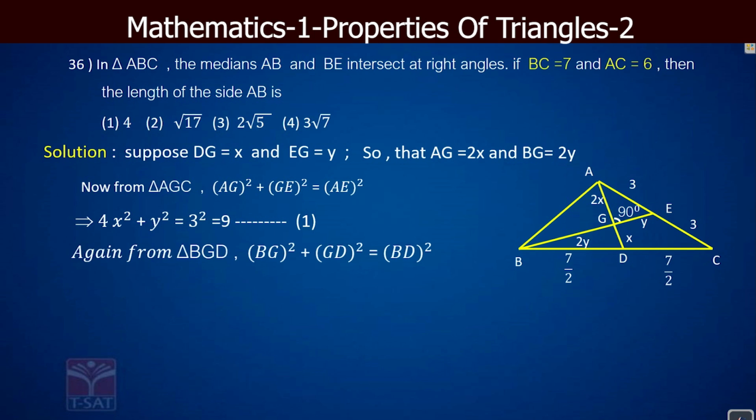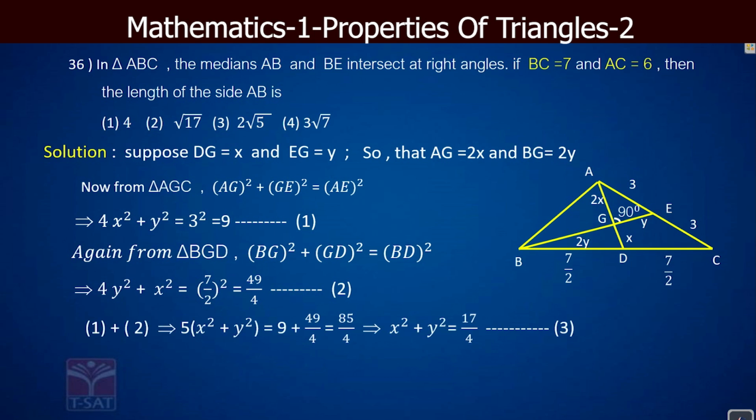Again from triangle BGD, we have BG² plus GD² is equal to BD², which is 4y² plus x² is equal to (7/2)², that is 49/4, because D is the midpoint of BC and BC is given to be 7. So, therefore, adding 1 and 2, you will get 5 into (x² + y²) is equal to 9 plus 49/4, which is 85/4. So, therefore, x² + y² is equal to 17/4.